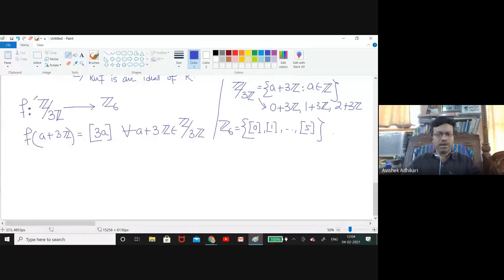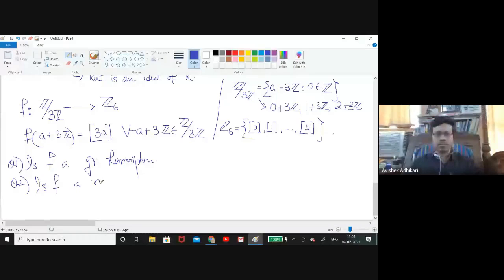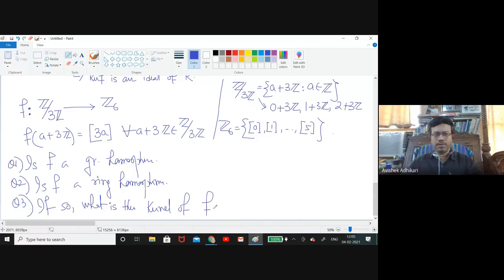Now tell me, one, is F a group homomorphism? Question 2, is F a ring homomorphism? Question 3, if so, what is the kernel of F? Quickly, first try to give this answer.